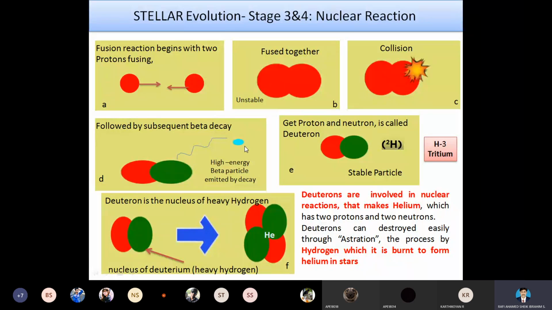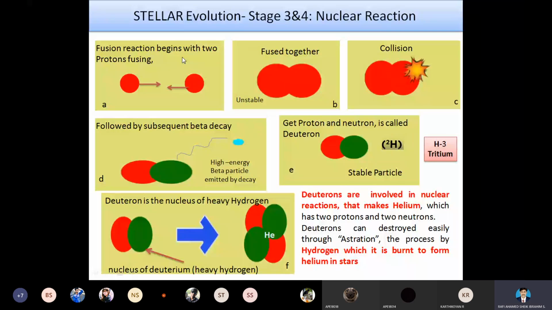Here we can see the blue color. This blue is nothing but the emitted radiation. This emitted radiation takes place from the beta decay. Beta decay is nothing but an unstable atomic nucleus losing energy by radiation. That energy radiated here is nothing but an electron or a positron. And finally, we get the deuteron. When a proton and a neutron are combined together, it's called a deuteron.